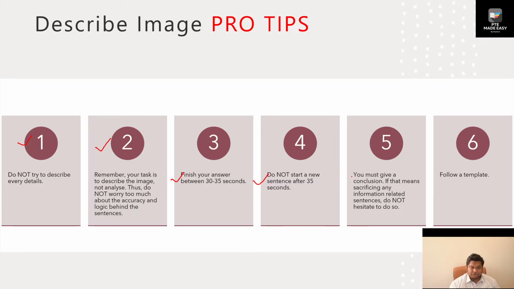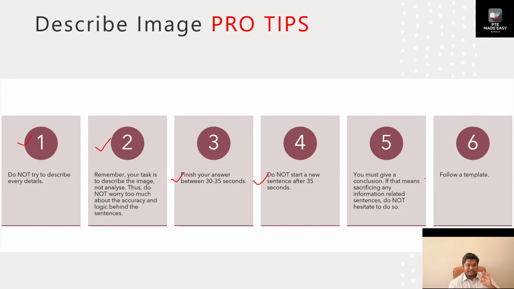Next is you must give a conclusion. This is very important. So I know describe image looks like IELTS writing task 1. In IELTS writing task 1, we are not supposed to give a conclusion. However, for describe image in its marking criteria, Pearson clearly says that there needs to be a conclusion. So please make sure that you give a conclusion. In order to give a proper conclusion, if you need to sacrifice some of the information, don't hesitate to do so. And again, I cannot stress that enough.